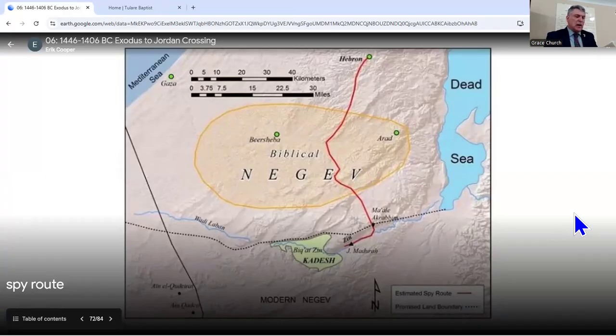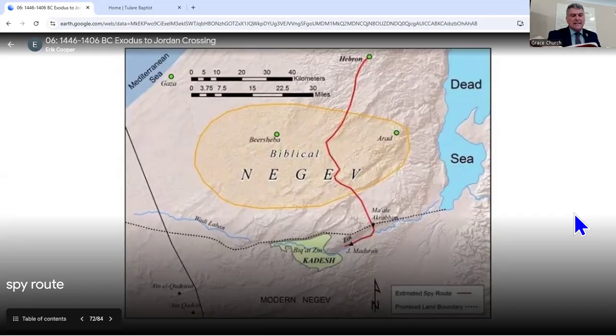Numbers 13:25. When they returned from spying out the land at the end of 40 days, they went on and came to Moses and Aaron and to all the congregation of the sons of Israel in the wilderness of Paran at Kadesh. And they brought back word to them and to all the congregation and showed them the fruit of the land. So they reported to him and said, we came into the land where you sent us, and it certainly does flow with milk and honey, and this is its fruit. Nevertheless, the people who live in the land are strong, and the cities are fortified and very large. And indeed, we saw the descendants of Anak there. Amalek is living in the land of the Negev. The Hittites, the Jebusites, and the Amorites are living in the hill country. And the Canaanites are living by the sea and by the side of the Jordan.